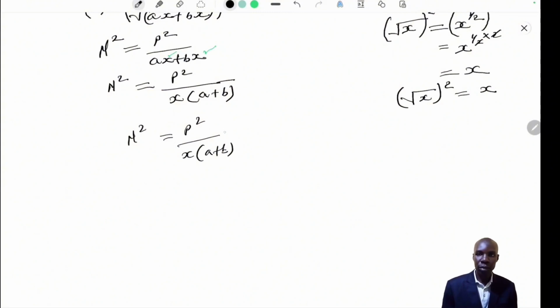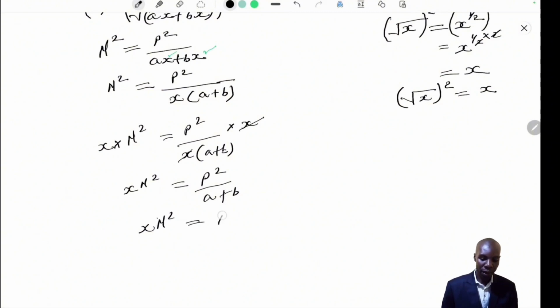So we can cross multiply both sides by x. Remember, it is x that we want to make the subject of this formula. So these x are going to cancel out. Then we are going to be left with x multiplied by n squared is equal to p squared over a plus b.